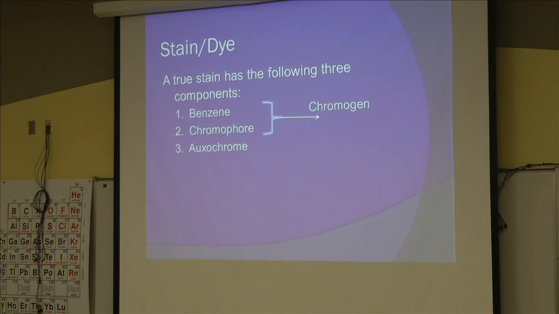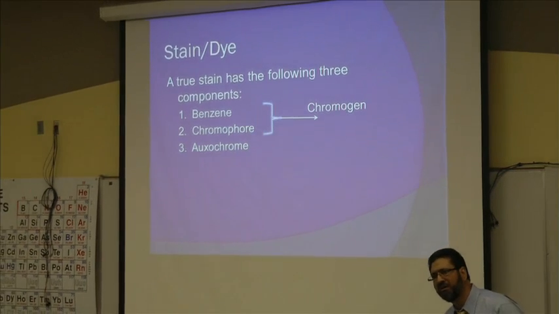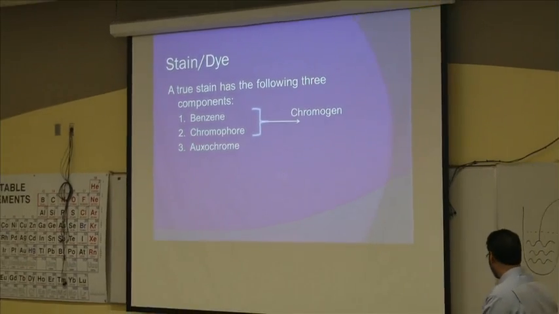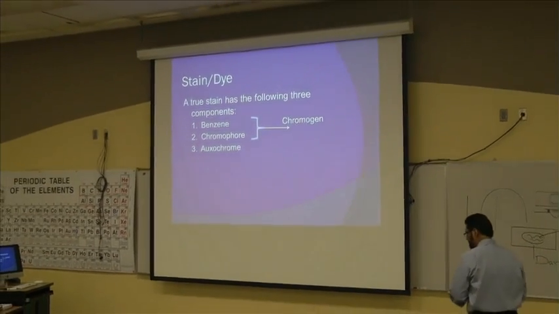So stains can be classified on the basis of auxochrome, positive or negative, into two major categories. Those that have a positive charge, we call them cationic. Those that have a negative charge, we call them anionic. Before we go to anionic and cationic, please make a note that all bacteria are negatively charged.